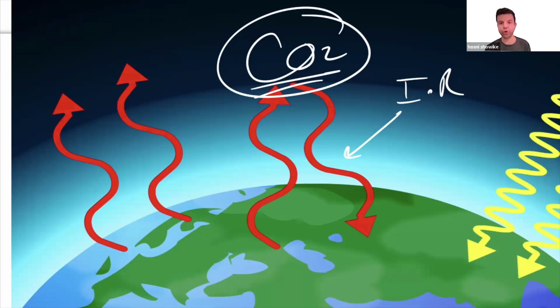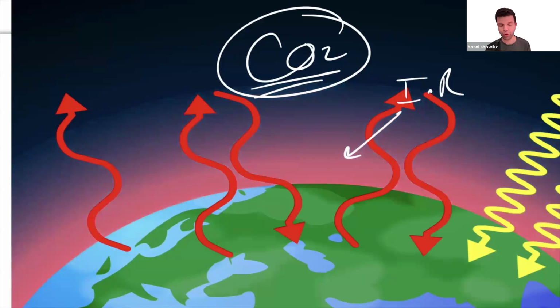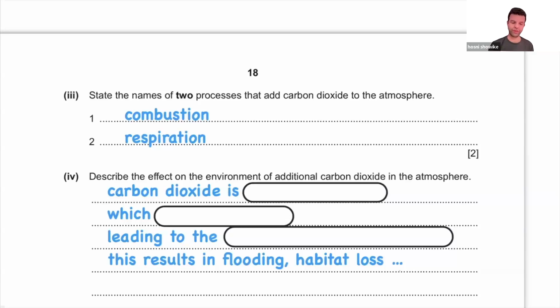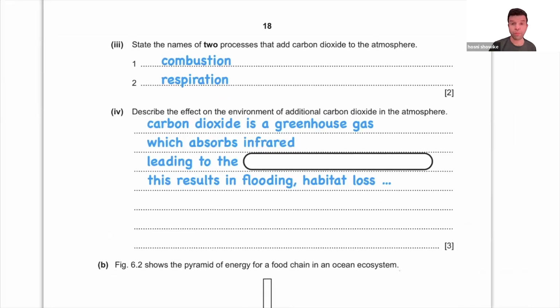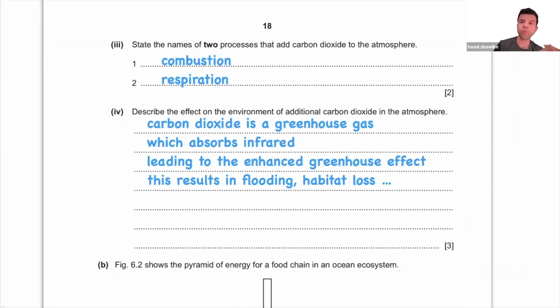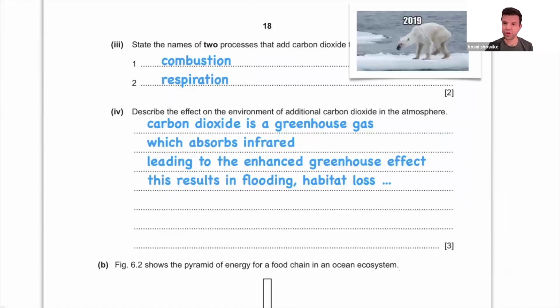But too much CO2 has led to what? Too much of it is now re-reflecting a lot of infrared, leading to what we call the enhanced greenhouse effect. So first of all, I'm going to tell them that CO2 is one of those 2 greenhouse gases, in addition to methane, which absorb infrared, leading to what? Leading to what we call, either you can say global warming or enhanced greenhouse effect. And it's also helpful to mention the consequence, because that's what they said here. Effects on the environment. So I can say something like decrease in biodiversity, extinction of species.